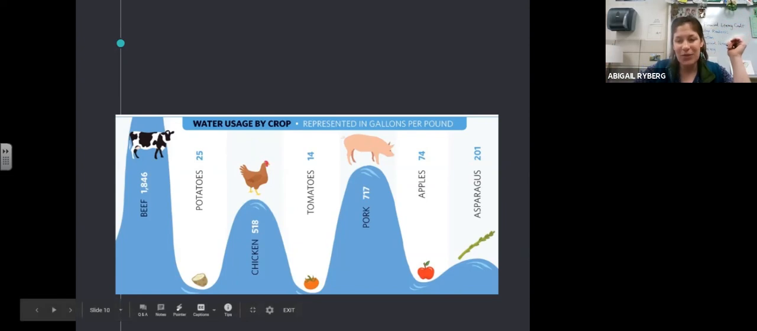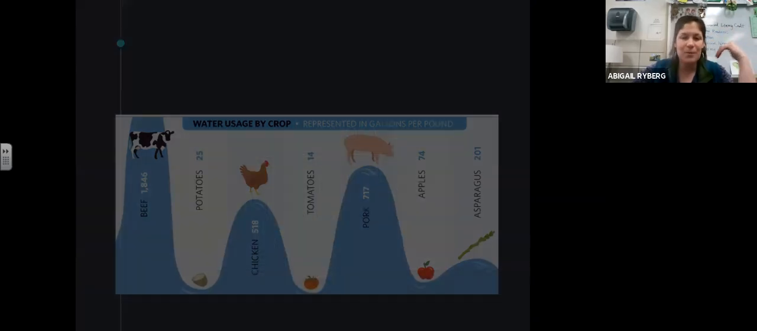Asparagus is thought to be one of the thirstiest vegetables, for example. You can see the difference between asparagus and an apple. Asparagus requires about double the water to grow than apples do.